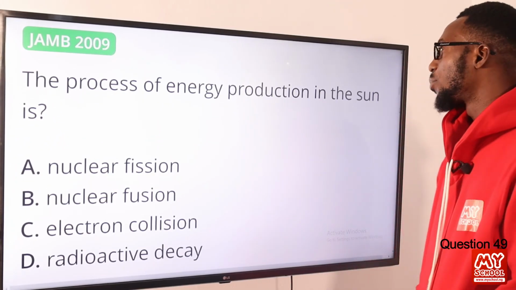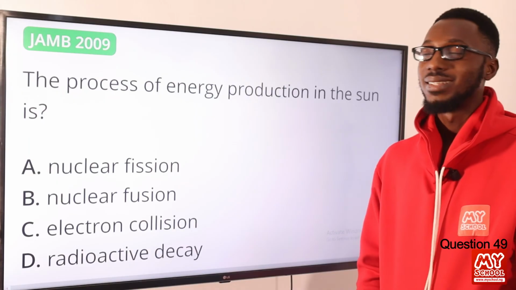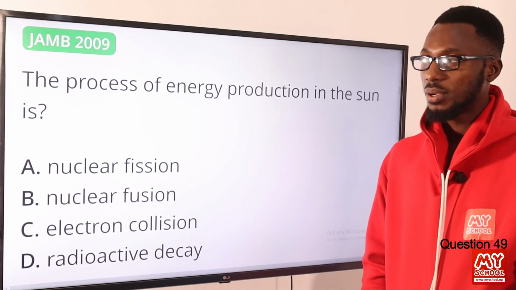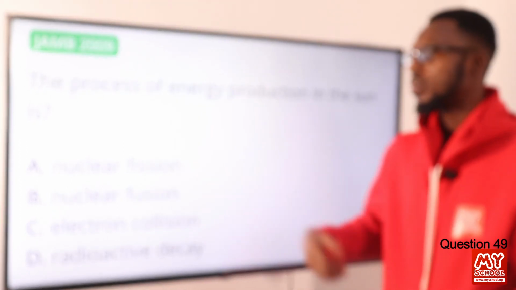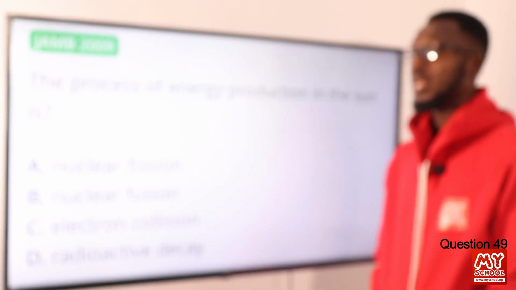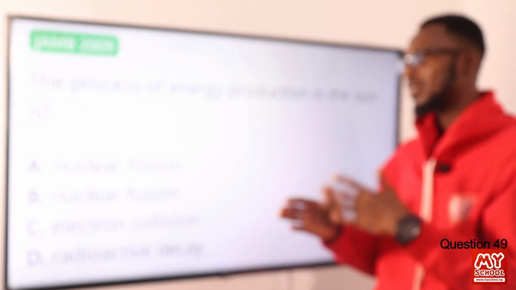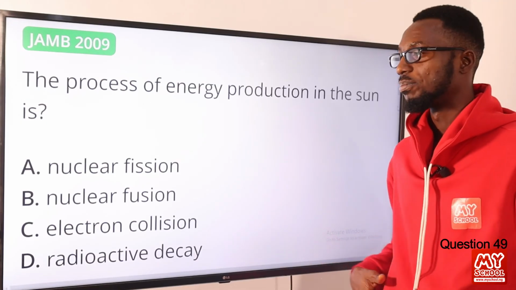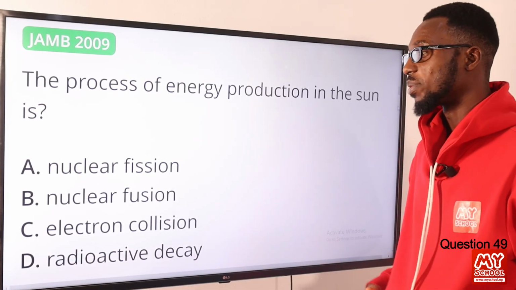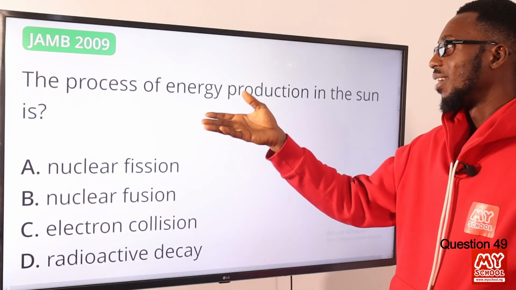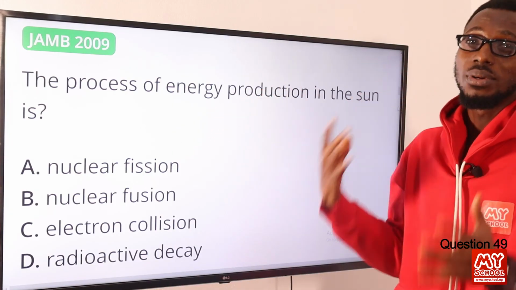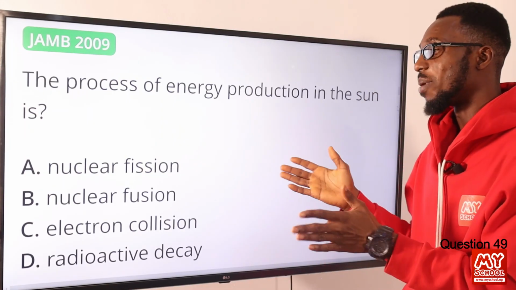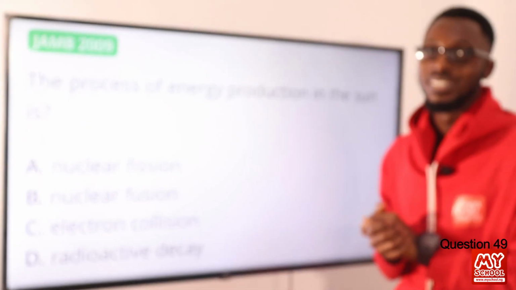49. The process of energy production in the sun, in the stars, that process is nuclear fusion. That's option B. Nuclear fission you can see in uranium-235, when it splits into smaller nuclei like krypton and barium. So the correct option is option B. Nuclear fusion is what we see in the enormous production of energy in the sun, in the stars. Of course, the sun is a star as well. So option B is the correct option.